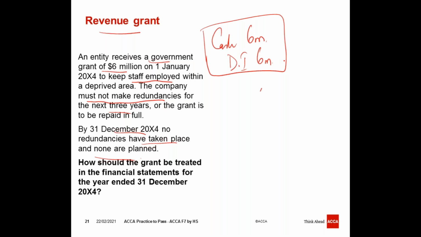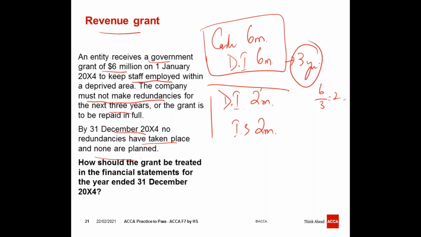So out of this 6 million income, which is for the 3 years, 1 year is completed. So we have earned 1 year's grant, which should be 2 million. The accounting entry will be deferred income debit, 6 divided by 3 will be 2. Deferred income debit, income statement credit will be 2 million. This treatment is called amortization.